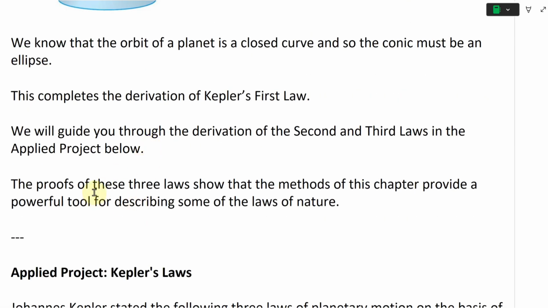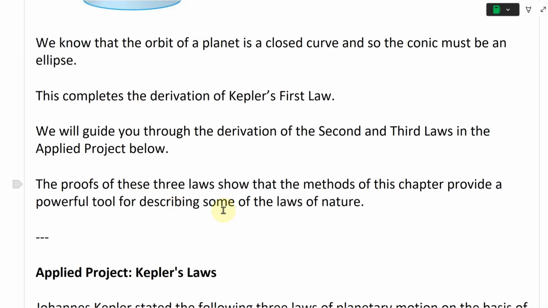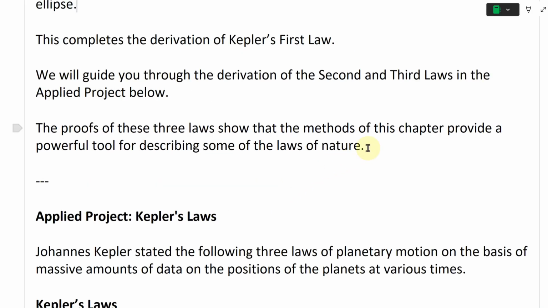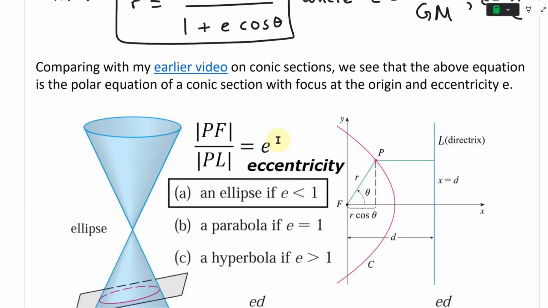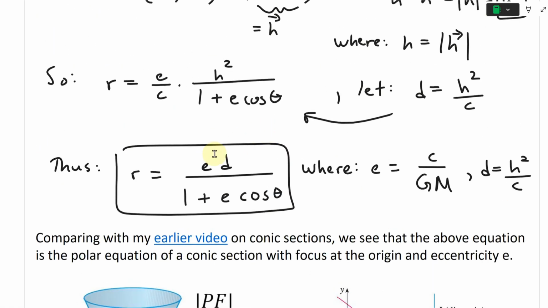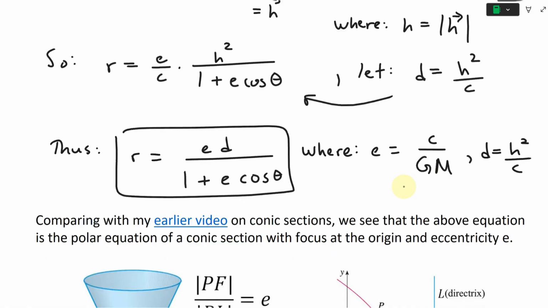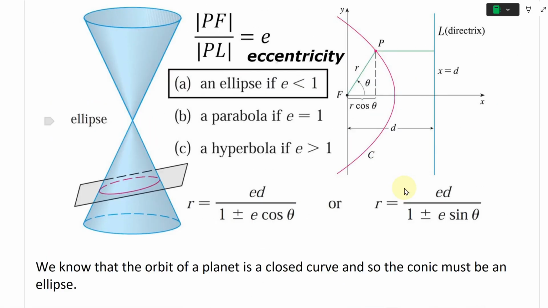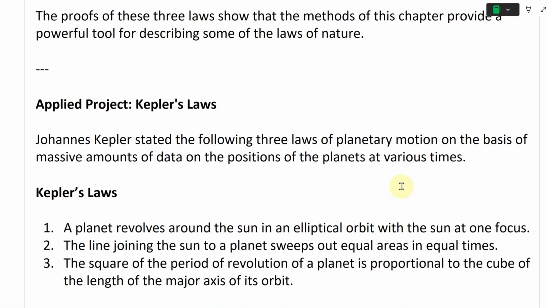The proofs of these three laws show that the methods of this chapter provide a powerful tool for describing some of the laws of nature. Again, quite fascinating stuff. Newton derived this from his law of force equals ma and the law of gravitational force between two objects, and that fits Kepler's observational data that he obtained from that other astronomer. Pretty amazing stuff.